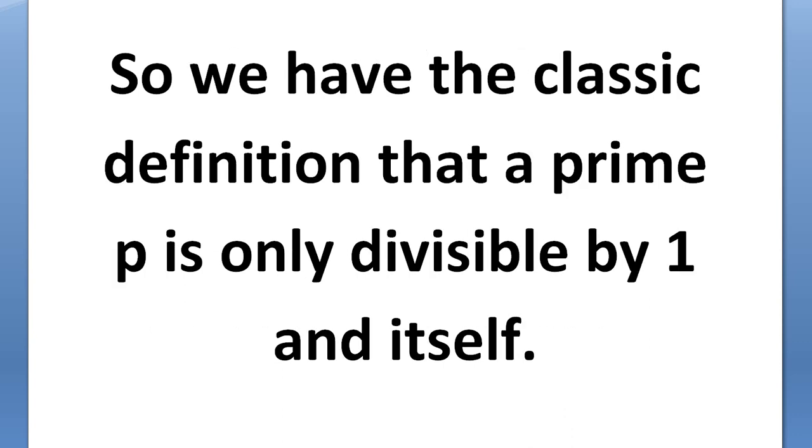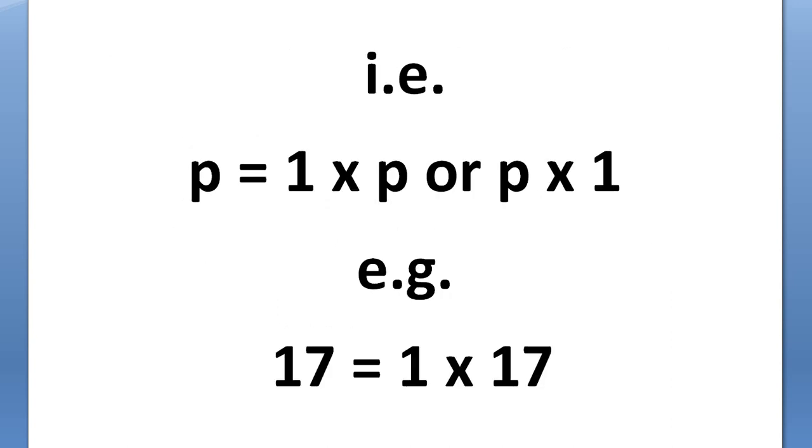So we have the classic definition that a prime p is only divisible by 1 and itself, i.e. p equals 1 times p or p times 1. Example, 17 equals 1 times 17. So 17 is prime. 17 has no smaller factors between 1 and 17.